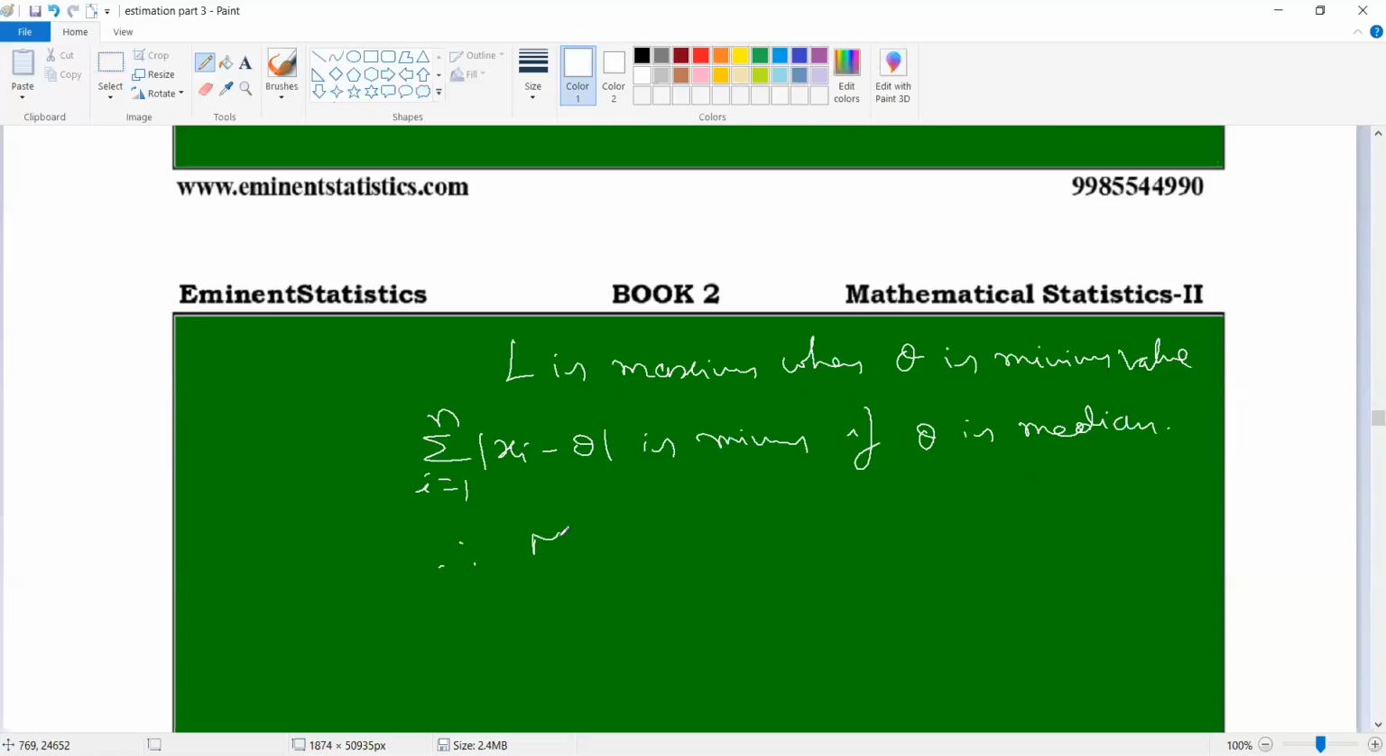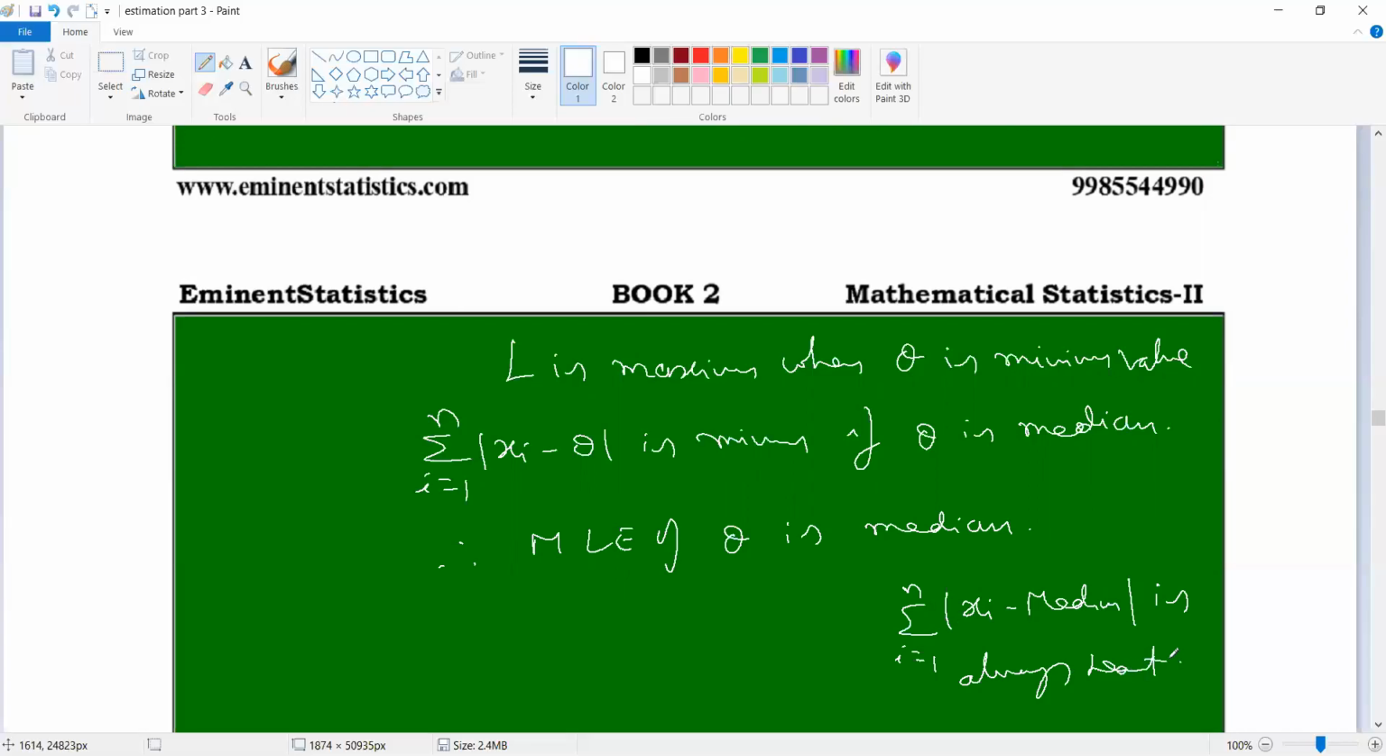Therefore, MLE of theta is the sample median. So this is a very, very important problem from the examination point of view. We have a concept: the sum of absolute deviations taken from the median is always minimum. Summation modulus xi minus median is always least. This is a very, very important one.